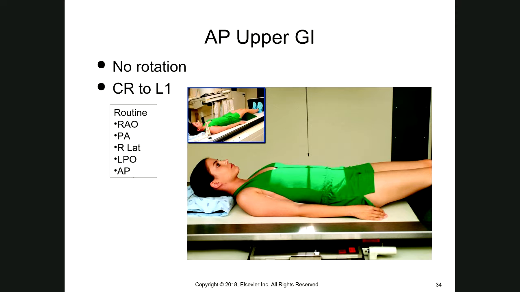Okay, so in AP upper GI, you want to make sure the patient's lying flat on their back and that there's no rotation. The central ray, it says, is to the level of L1, which I'll explain in just a minute. Now, when we do this, you can see this little inset picture up here. The patient's in a Trendelenburg position. That actually can demonstrate a sliding hiatal hernia. When the patient lays like that, the stomach, because it's got barium in it, is actually very heavy, and it can slide up through that diaphragmatic opening.